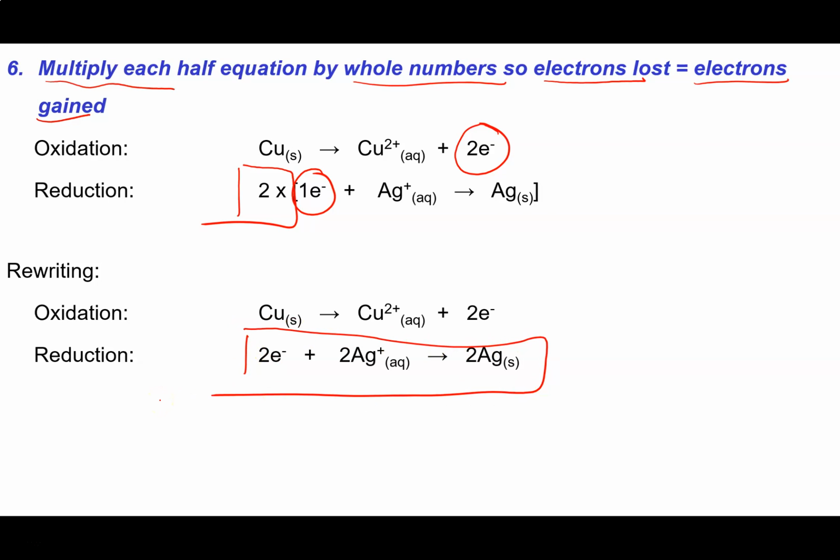I've multiplied everything by 2. Okay, so now we're good, right? As many electrons are being lost as are being gained. So what I can do now is add these together, and cancel where possible. And the things that I can cancel are those things that appear on different sides of the arrow.